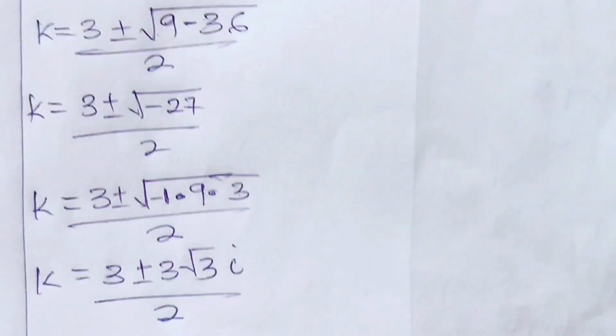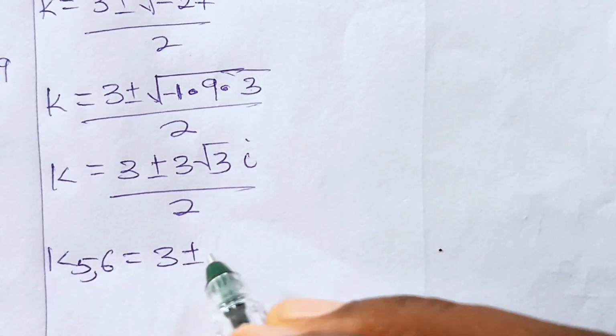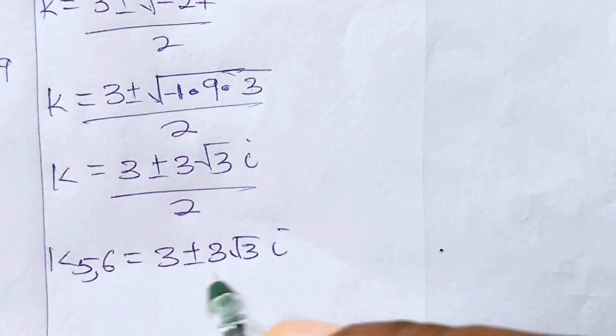So right here, you can see the fifth and the sixth value of k to be 3 plus or minus 3 root 3 i divided by 2.